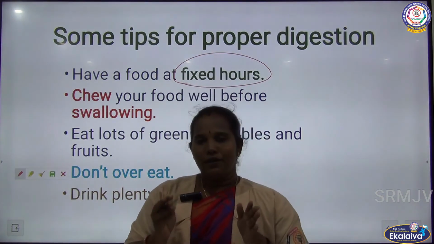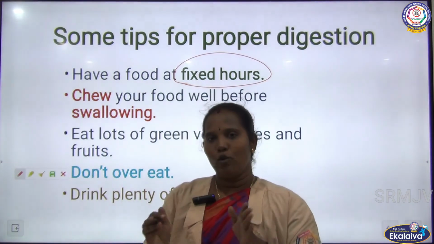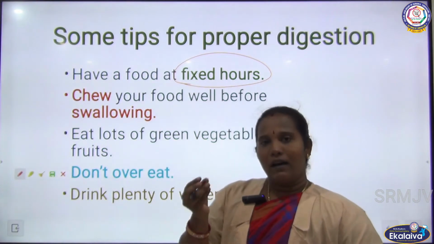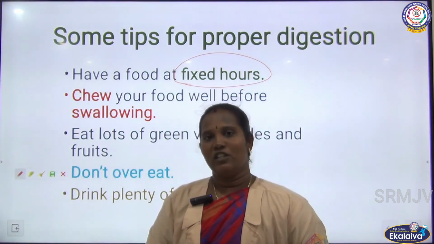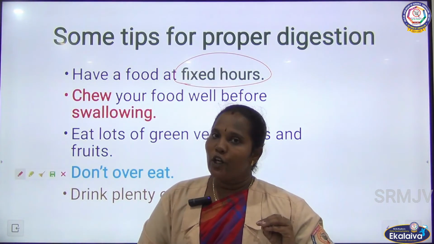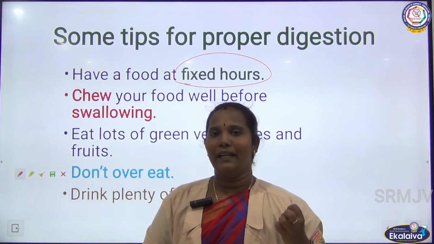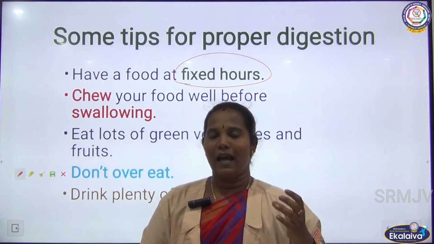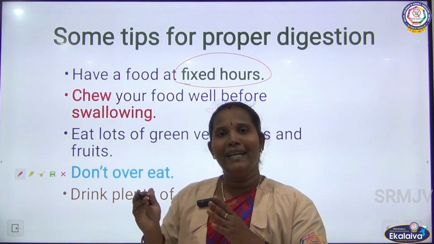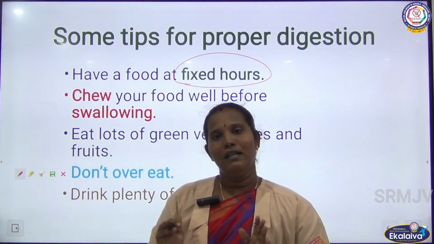Fixed time means if we are having breakfast in the morning, usually 8 to 9 o'clock, we should have it at that particular time, because I told you our stomach secretes some HCl. Suppose we do not eat the food at the particular time, it continuously secretes its secretion. Okay, what will happen? The cell walls may be affected. Then we will get an ulcer. So the cell wall will be damaged if we are not eating at the particular time, and it will cause some cell damage.